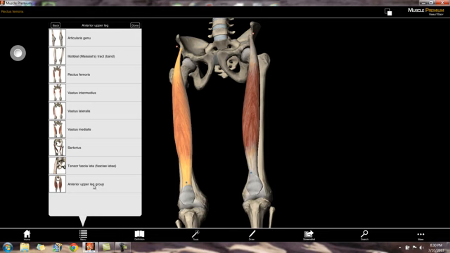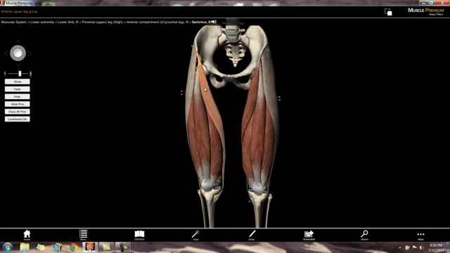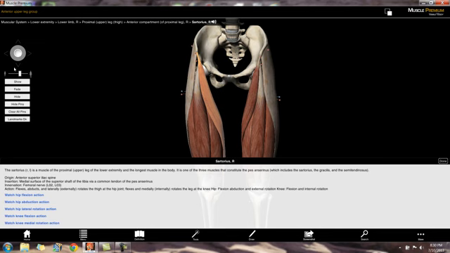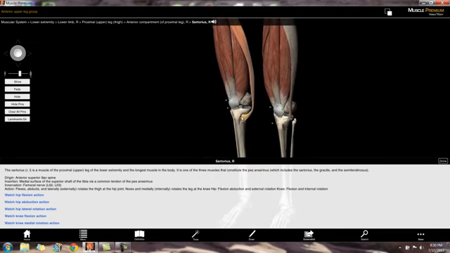Let's just come down and look at the whole group. So that was the rectus femoris. Now let's look at the sartorius. And sartorius is the longest muscle we have in our body, originating at the anterior superior iliac spine and coursing down and inserting at the tibia. The medial portion of the tibia is part of the pes anserinus attachment.